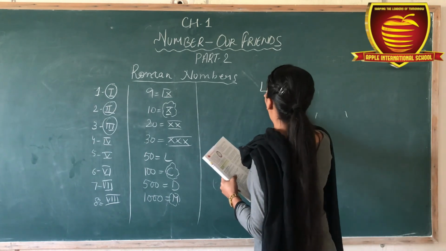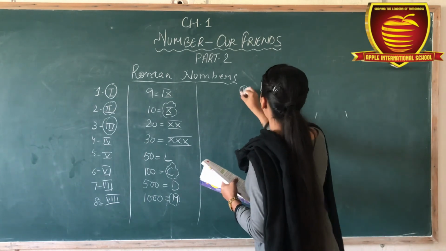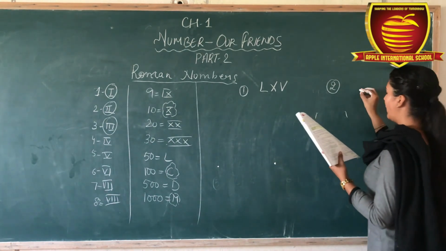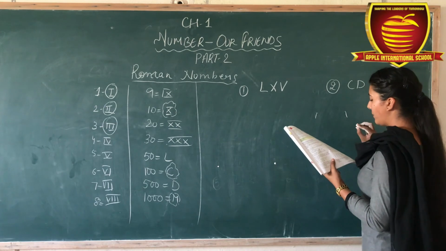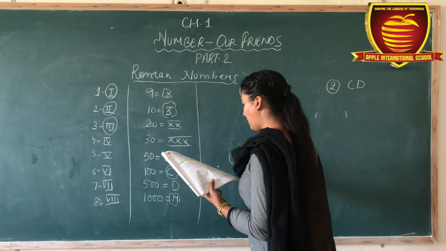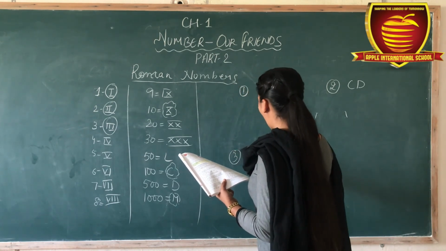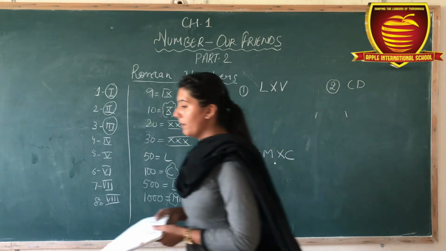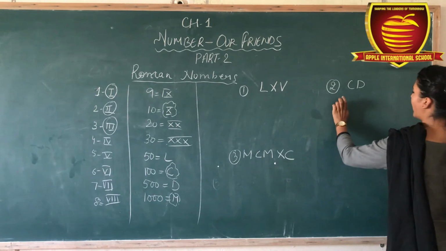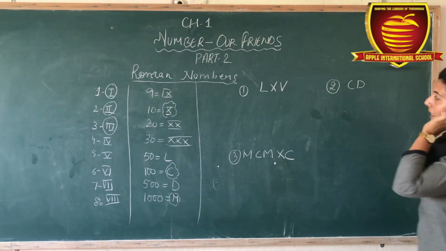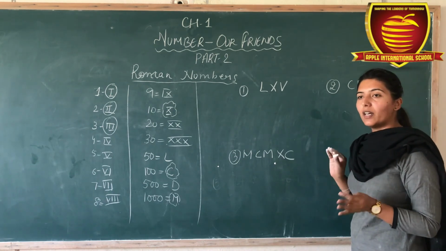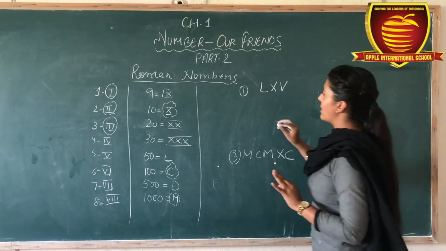For example, first LXV. Second, CD. Third, MCMXC. Okay. These are the three examples. We have to find out the numerical value of these Roman numbers. But we have to take care of the rules that we have discussed here.